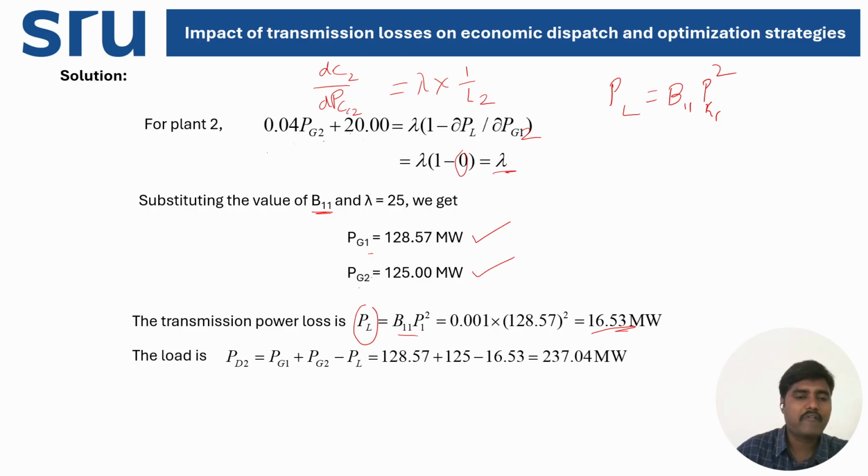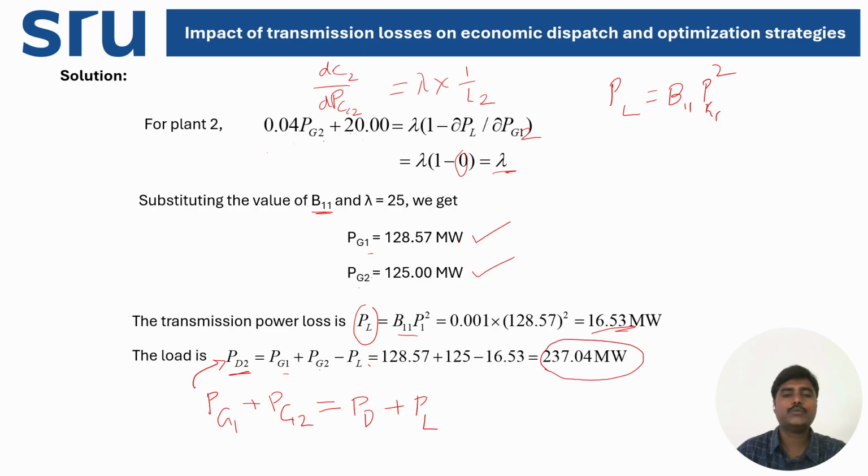Now consider the power balance equation. What is the power balance equation? There are two generating units, so the total power generation will be equal to PG1 plus PG2. That should be equal to the total power demand plus the total power transmission losses. From this equation, we can write PD is equal to PG1 plus PG2 minus PL. Once we substitute all the values here, you can determine the value for power demand as 237.04 megawatt.